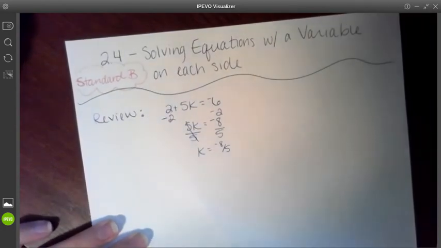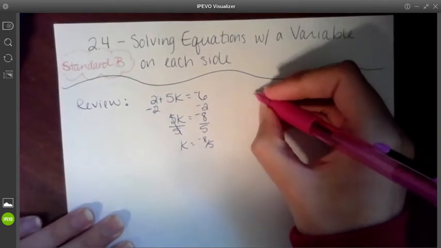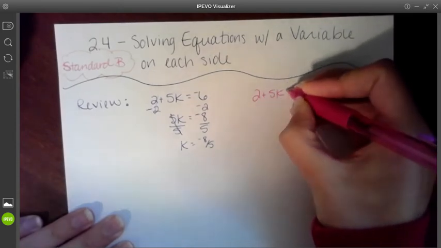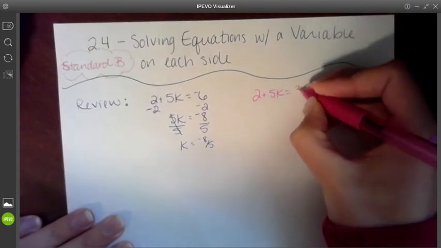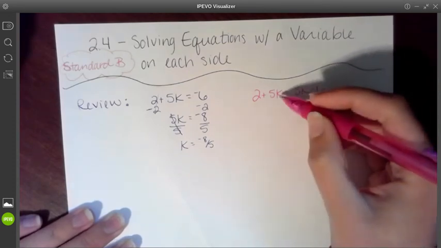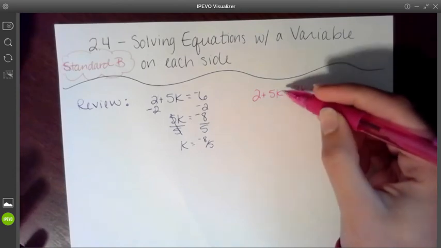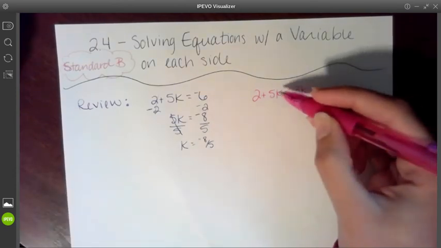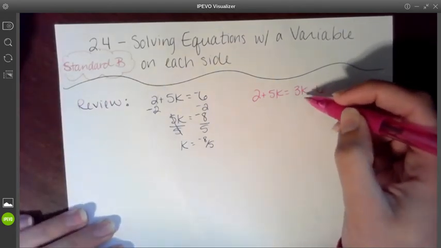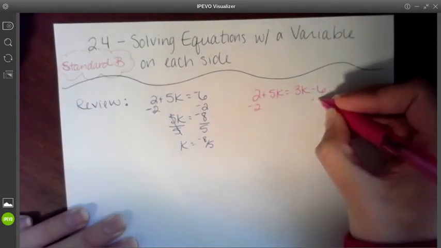Now, let's say we had something pretty similar. What if we had 2 plus 5k equals 3k minus 6? Well, what do we do here? We have a k over here and a k over here. Well, we need to get the k on one side, right? We need to get k by itself, but with k on both sides, that's weird. We need to get k equal to something. So like we did before, we can subtract 2 and subtract 2.